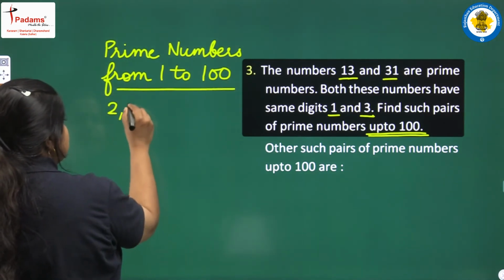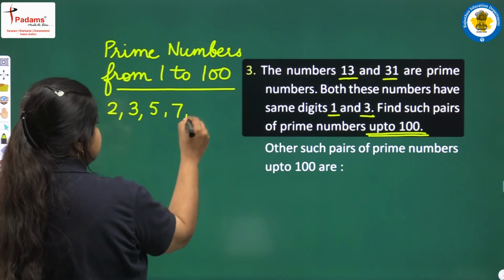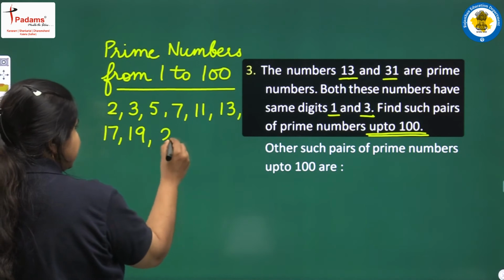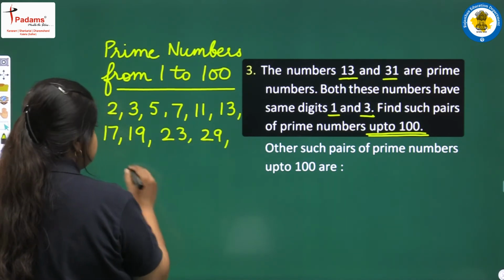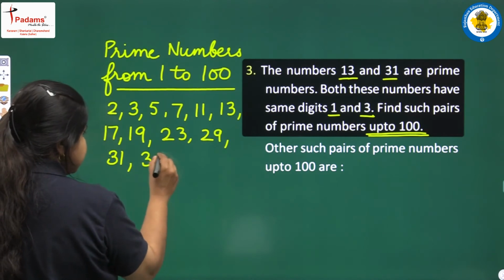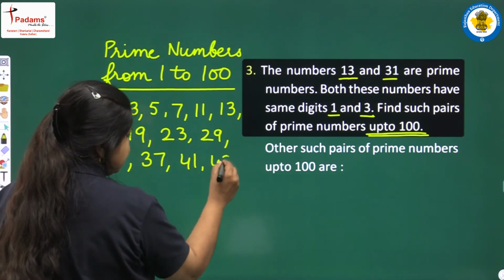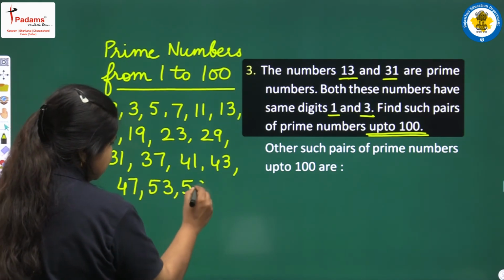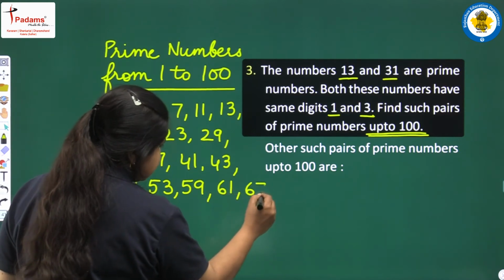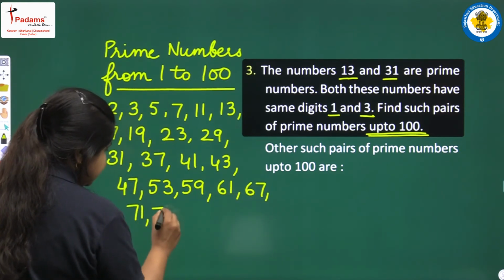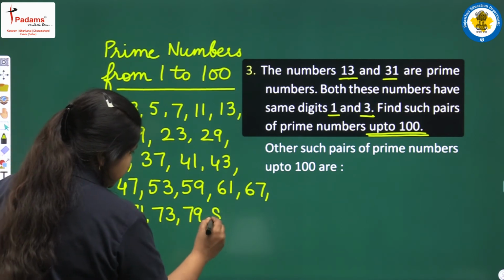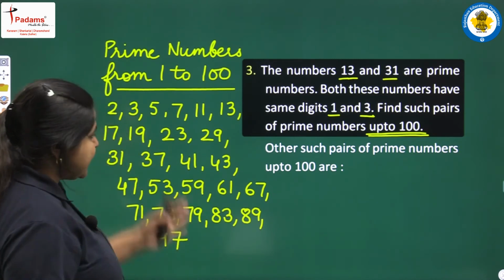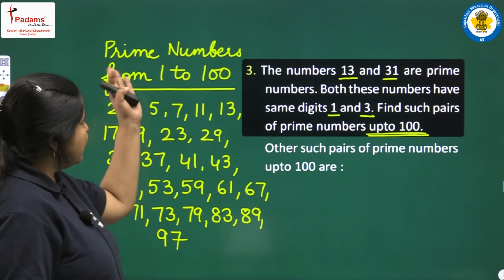We started from 2, 3, 5, 7, 11, 13. Then we have 17, 19, 23, 29. Then we have 31, 37, 41, 43, 47, 53, 59, 61, 67. Then we have 71, 73, 79, 83, 89 and 97. So these were the prime numbers up to 100, from 1 to 100.